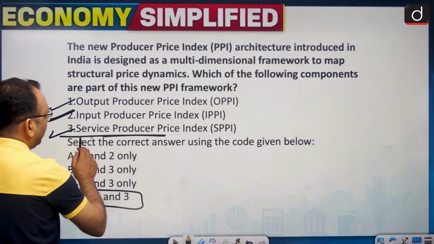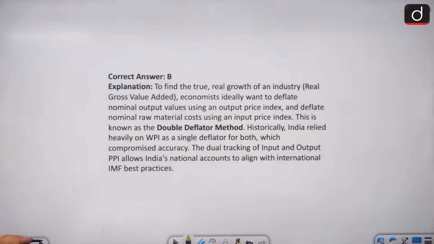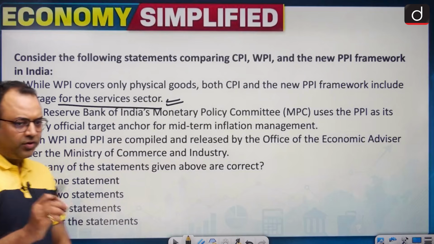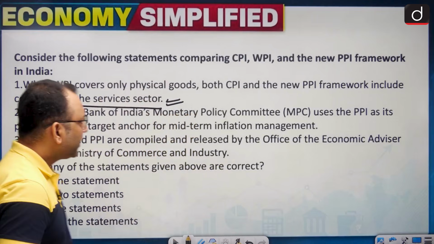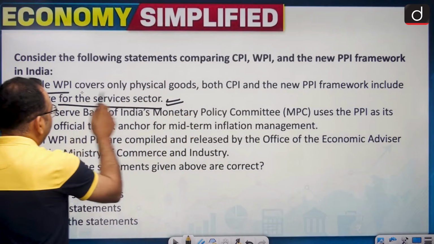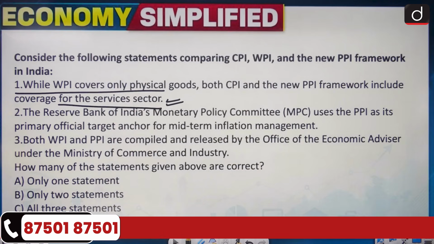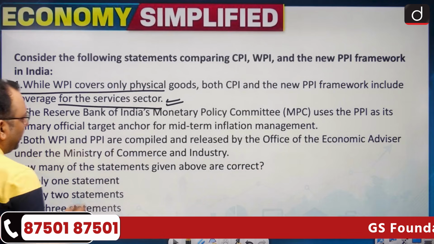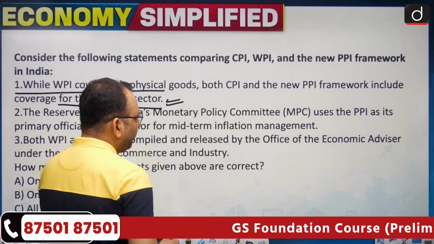service PPI is a part of the PPI. So that's true that WPI is only measuring the goods, where the CPI and the PPI will measure the service as well. That's why while the WPI measures the physical goods, the CPI and the PPI will measure the service sector as well. The second is, the RBI or the MPC, right, uses the PPI.